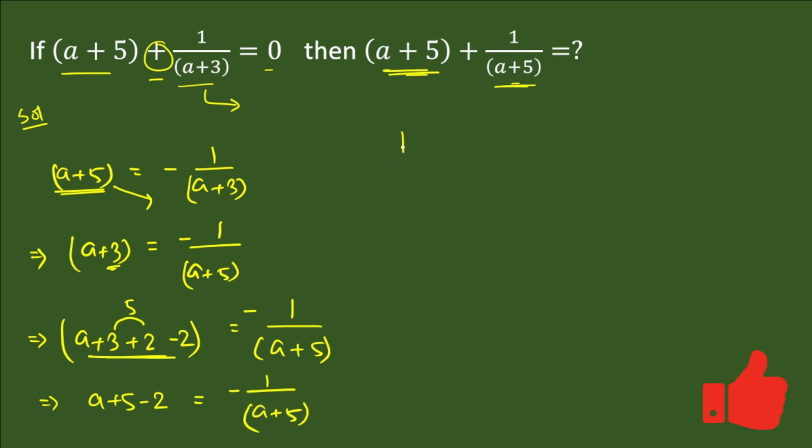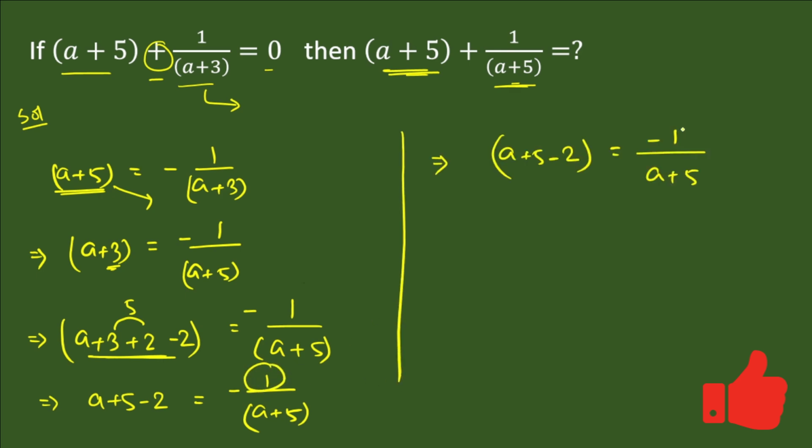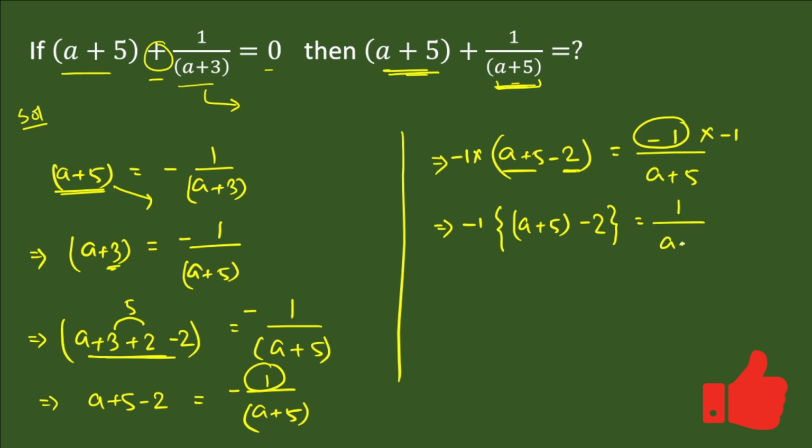So now moving forward, here we have a negative 1. For removing this negative 1, we'll multiply both sides by negative 1. So it is negative 1 multiplied by negative 1. Here we'll have to make the terms a plus 5, so we'll write a plus 5 separately and negative 2 separately. Now look here. So we'll write negative 1 and we'll write a plus 5 separately and negative 2 separately, and that is equal to negative negative will be positive, so it is 1 divided by a plus 5, right?